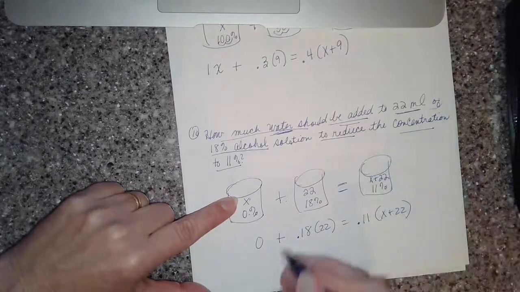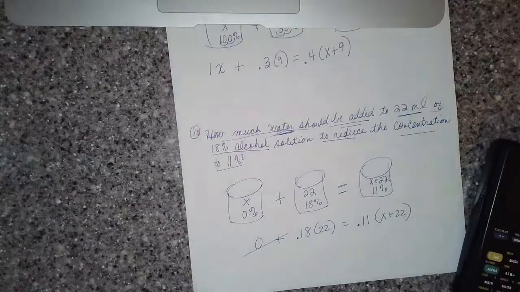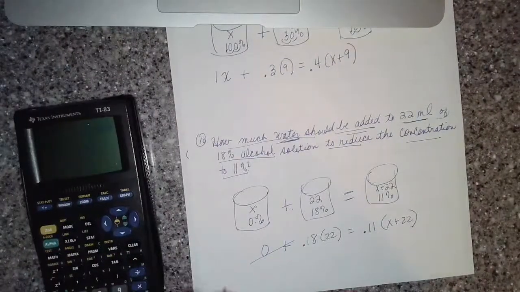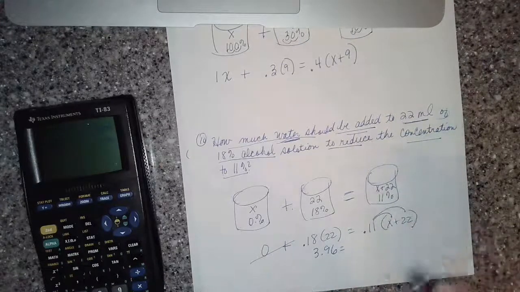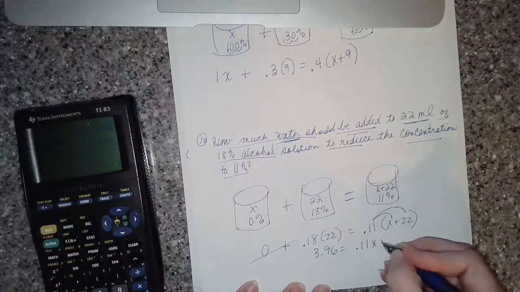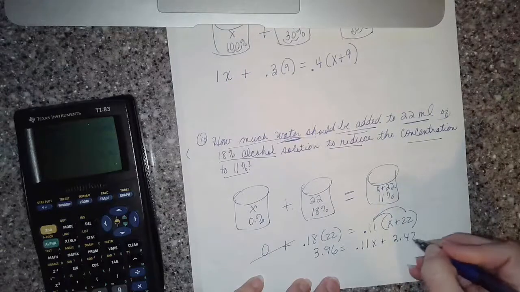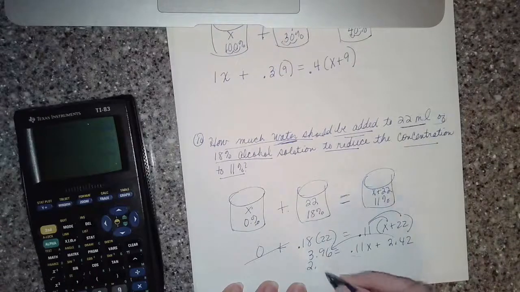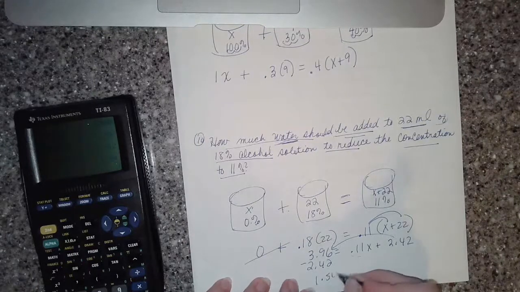0.18 times 22 is 3.96. And then distribute here. 0.11x plus 0.11 times 22 is 2.42. I want to solve for x, so I throw my decimal constant to the other side: 3.96 minus 2.42 is 1.54 equals 0.11x. Can you see that? Then divide by what's with your variable. Divide by the 0.11. And we get 14.